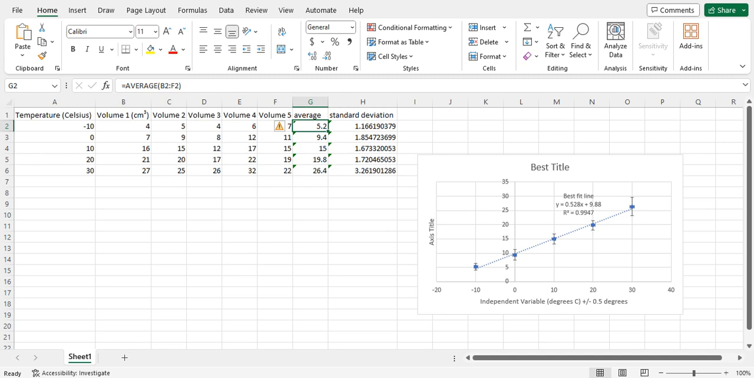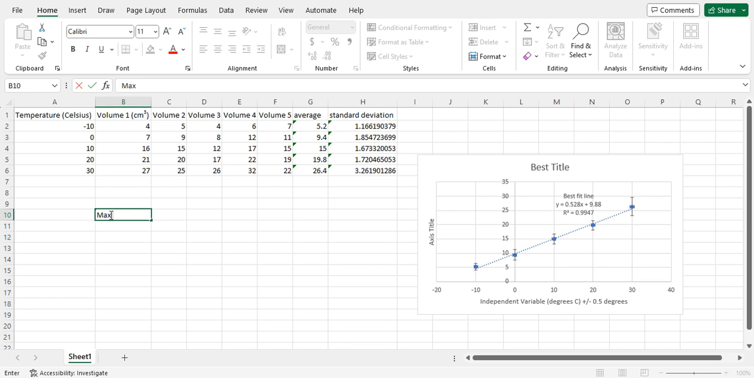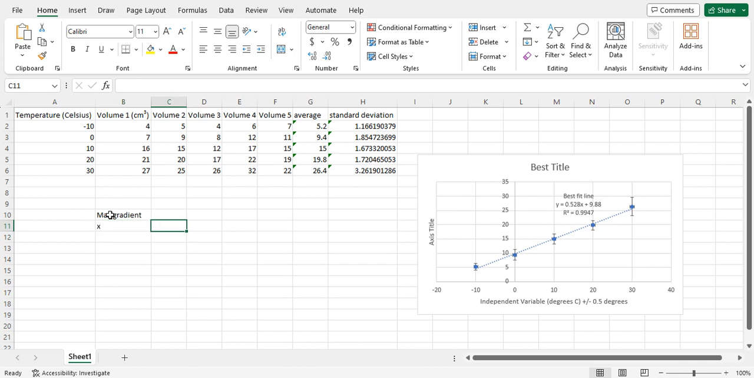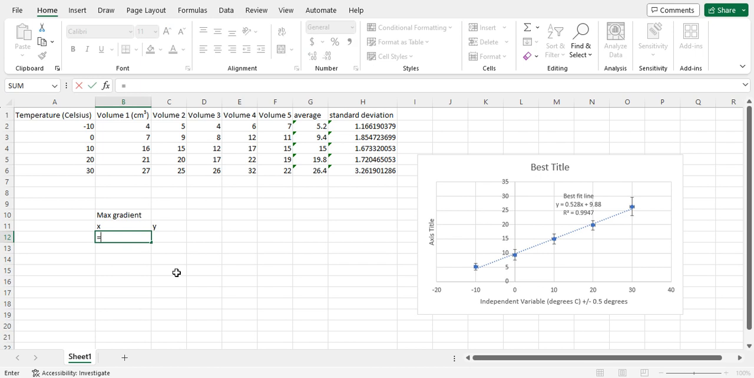So back here on Excel, I want to plot these lines. I'm going to start another little section here and call this max gradient. It's going to have x and y values, and we're going to plot these dots right on the graph. So the x values are the two x coordinates of my top and lowest values. So this is my negative 10 and my 30. I can enter those directly, or I can put equals and click on the cell. Equals A2, and this equals A6.